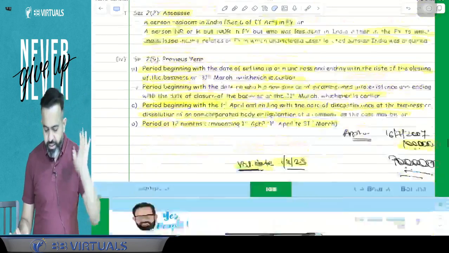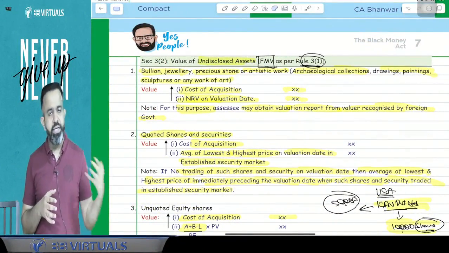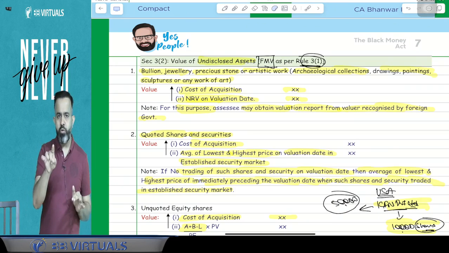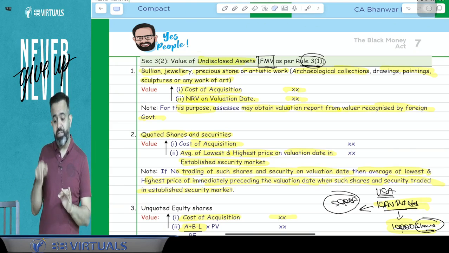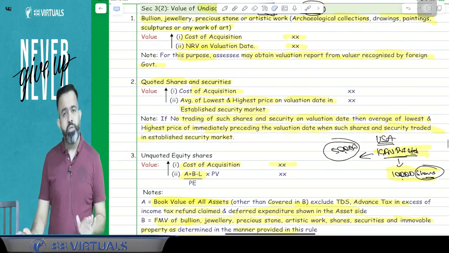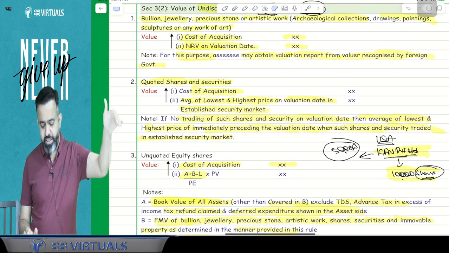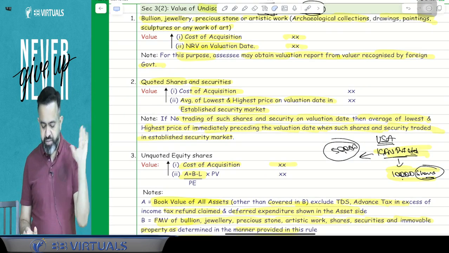That is called valuation date. So how to value? In case of jewelry, drawing, painting, sculpture, archaeological collection, any other work of art, take the cost of acquisition or NRV as on valuation date, or on 1st April of the previous year, whichever is higher. Quoted share and security: cost of acquisition or the average price of that share in the recognized, established stock market, that is called NRV, whichever is higher.